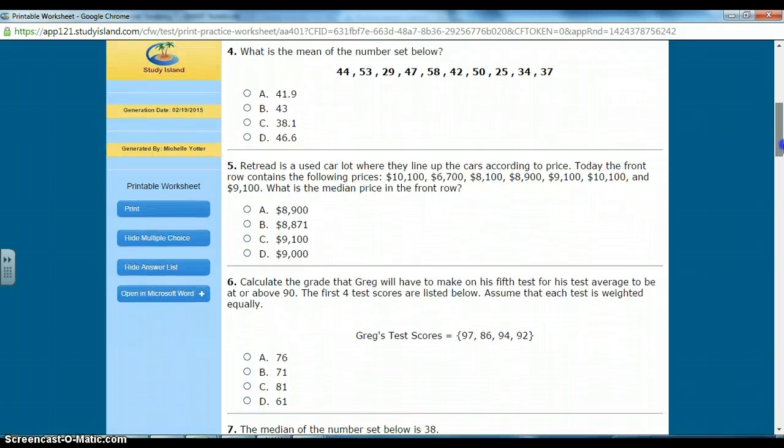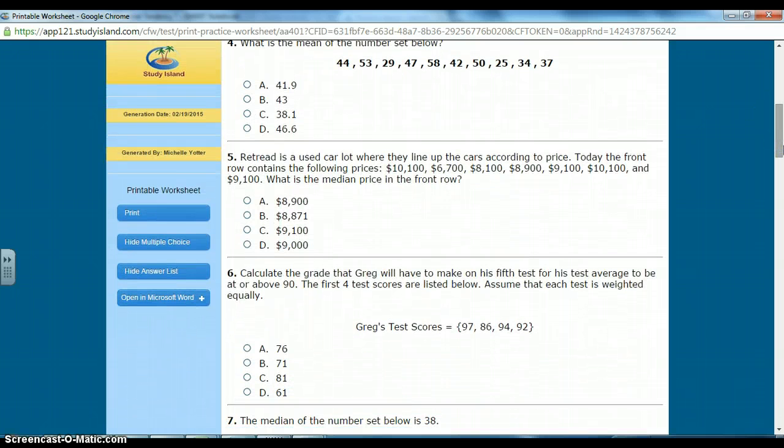Same thing with number 4. 5, retread is a used car lot where they line up cars according to price. Today, the front row contains the following prices. What is the median price in the front row? So put them from least to greatest, find the number in the middle. 1, 2, 3, 4, 5, 6, 7. So there's 7 numbers, an odd amount of numbers, so you'll have 1 number in the middle.